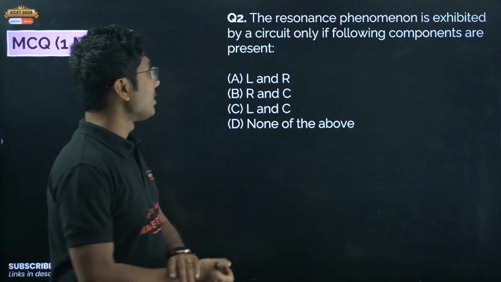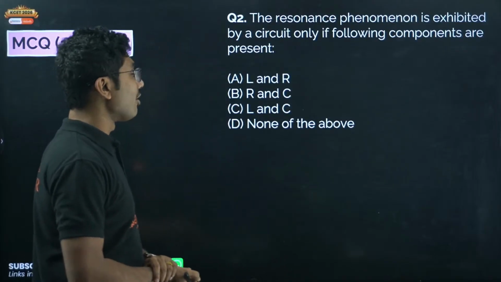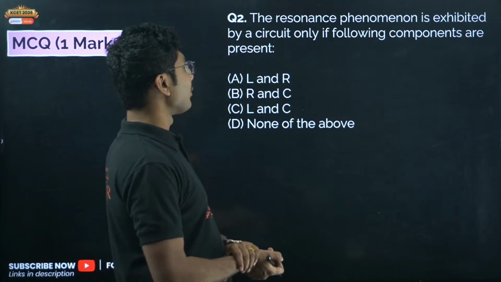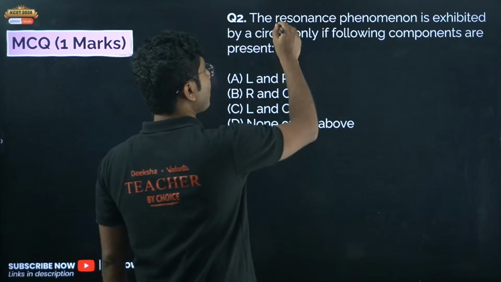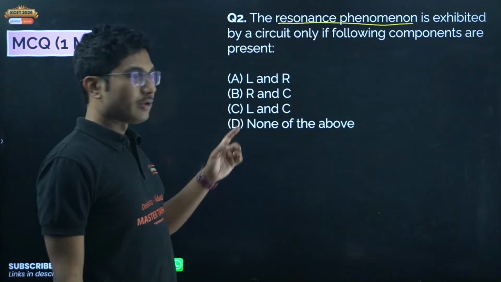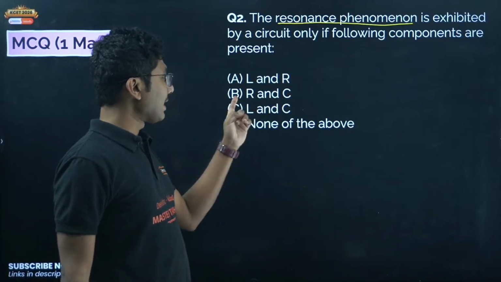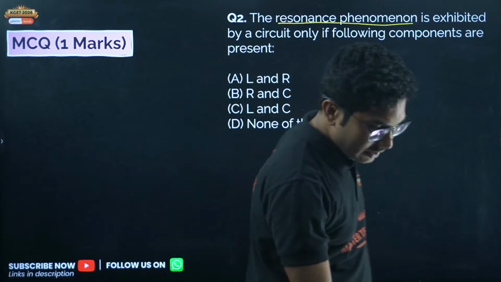So now question number 2. The resonance phenomenon is exhibited by a circuit only if the following components are present. So what is the question? Resonance phenomenon is observed only when which of them are present? L and R, R and C, L and C, none of the above. So which is the answer?